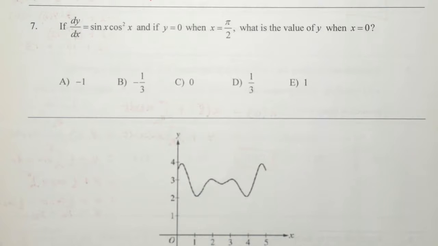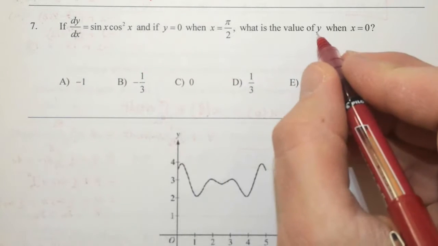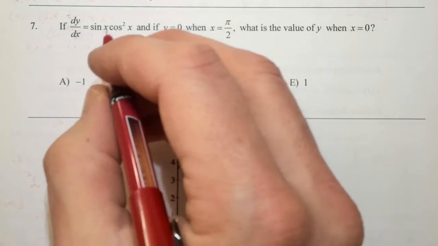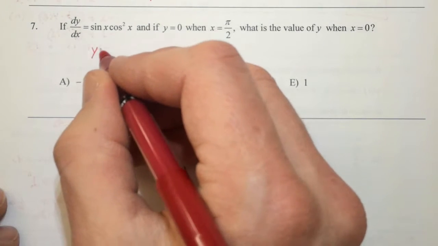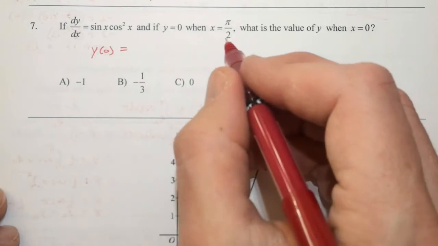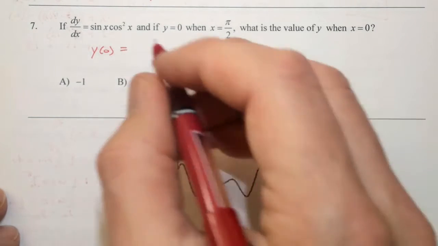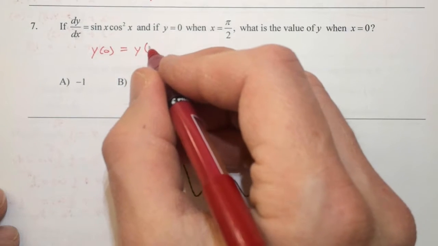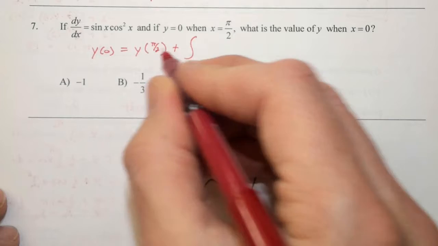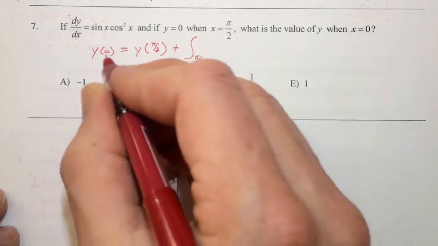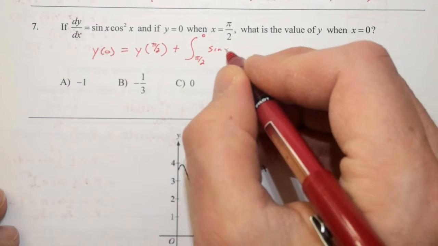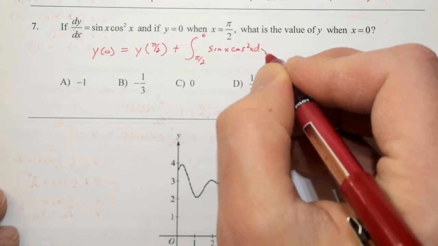Number 7 involves some more trig. All right, we're interested in the value of y when x is equal to 0. So in essence we want y of 0. y of 0 will be equal to the initial condition that we have here, which is y of pi over 2, plus the integral from the point we know to the point we're trying to find of our derivative, sine x cosine squared x dx.